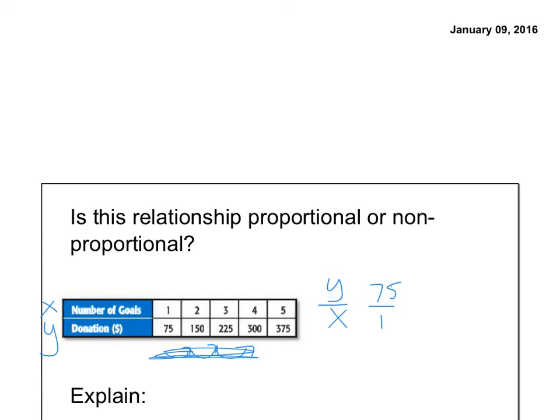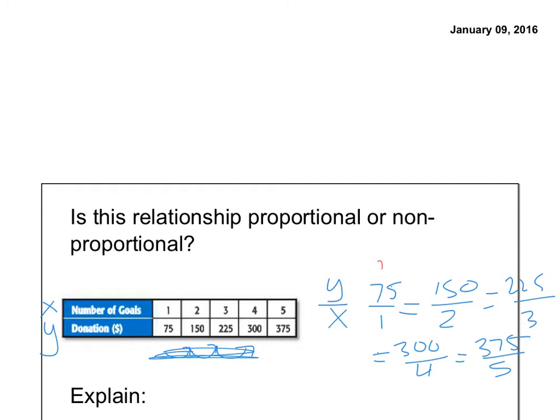75 over 1 should be equal to 150 over 2 and equal to 225 over 3 equal to 300 over 4 and 375 over 5. That's 75, which is equal to 75, 75, 75, 75, 75. So they are all equal to 75. All the ratios are. So I would write that this is proportional.